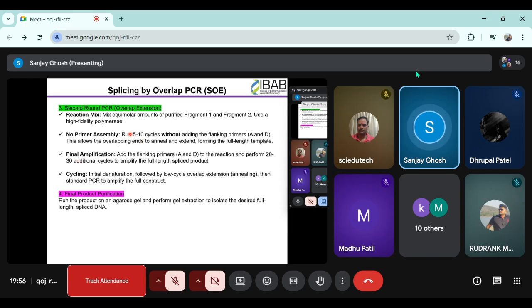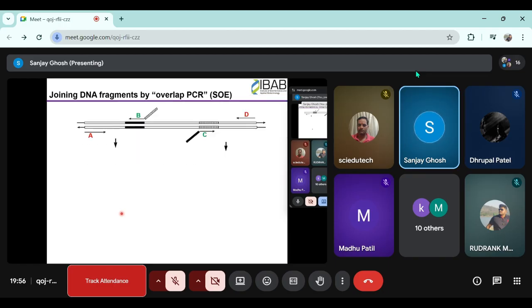So that means the total number of cycles is 5 to 10 plus 20 to 30. So you will get roughly 25 to 40 cycles you have to do. After cycling, you basically will run a gel and purify. So how does it work?